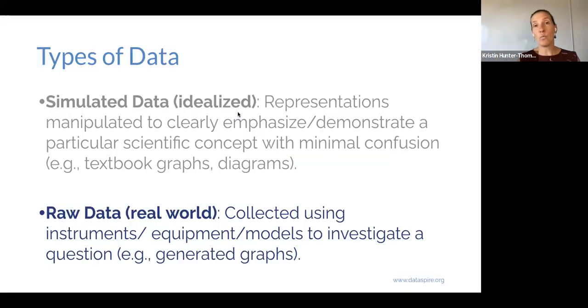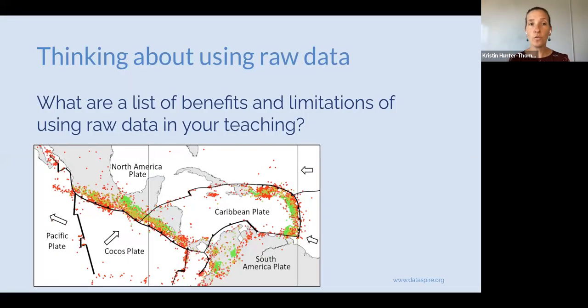So simulated data is one end of the extreme. What would be the other end of the extreme in terms of types of data? Well, that would be raw or real world data that's collected using instruments, equipment, models to investigate a question. So for example, here, using our plate tectonics, here's an example of raw data and simulated data, because I kept the plate boundaries in there for you. But each one of these red, orange, and green dots represents a geologic feature, a data point that geologists use to identify where the plate boundaries are.